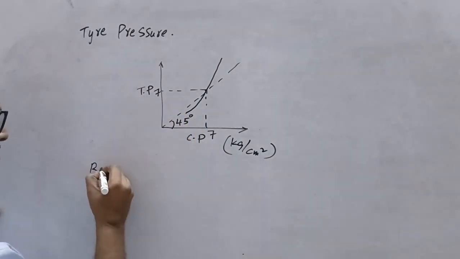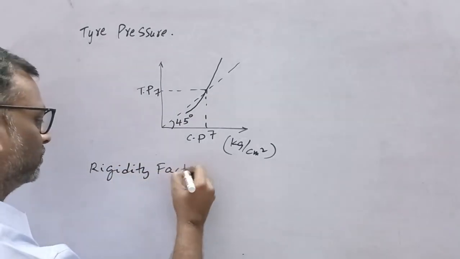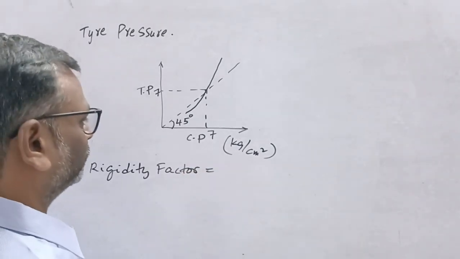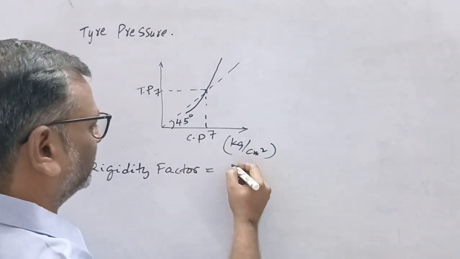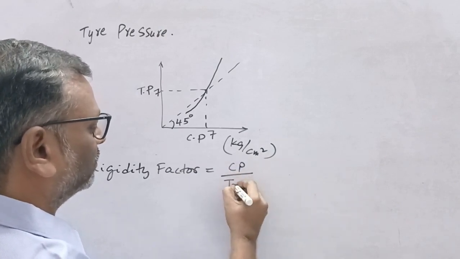So that factor is called the rigidity factor, which is contact pressure by tire pressure.